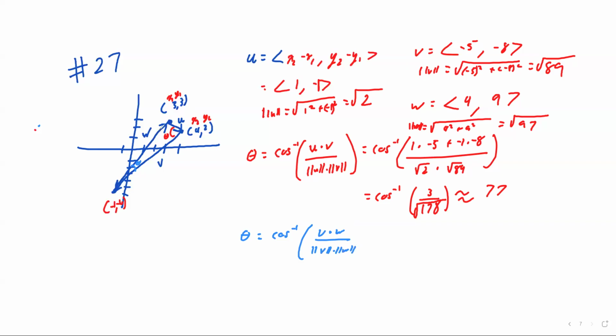I could have gone this way as well. I could have done W and U if I wanted to find this angle. Totally fine. And then therefore, if I do the dot product of V and W, that would give me cosine inverse of 4 times -5 plus -8 and 9, over their magnitude. So that would be the square root of 89 times the square root of 97. I might just type it like that.